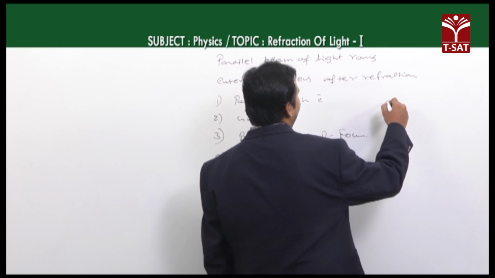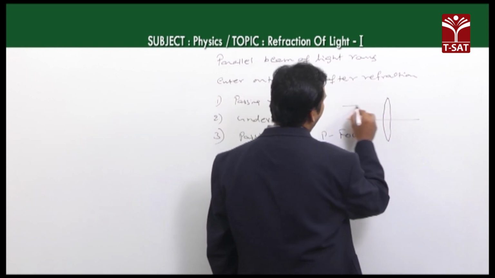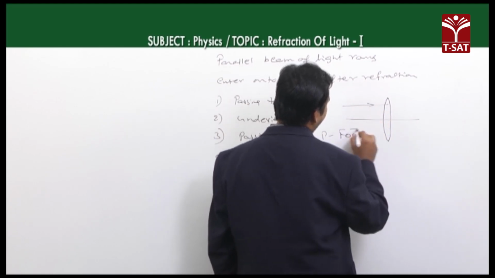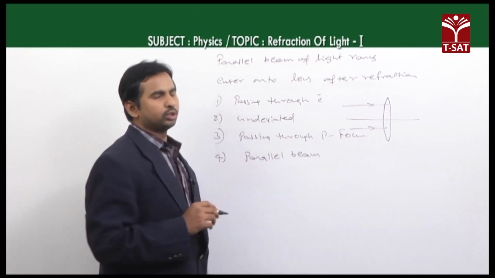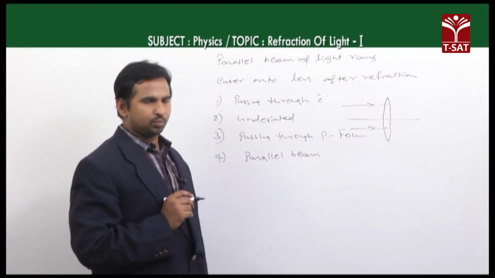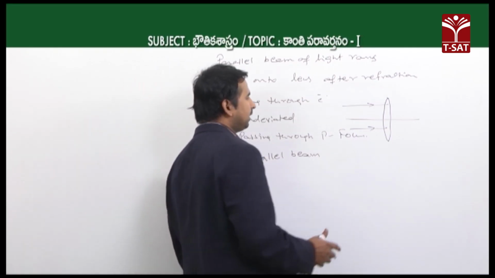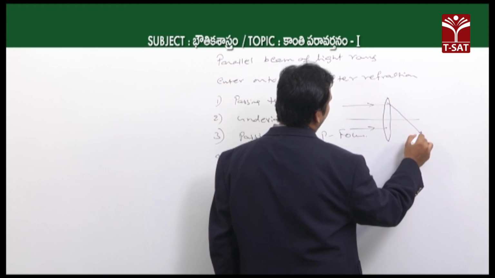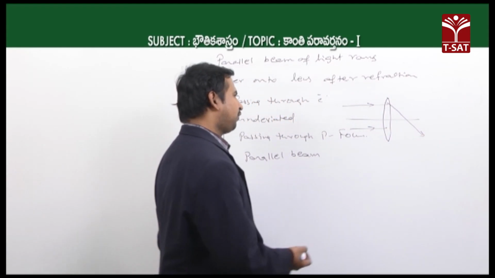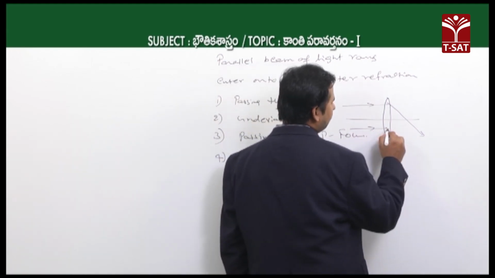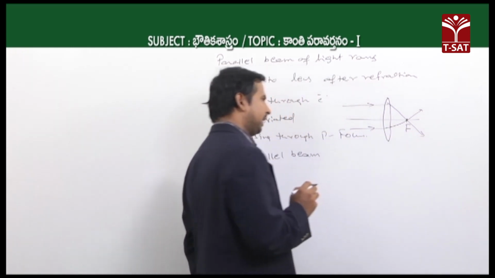Then, if you are taking a convex lens, for example, and a parallel beam of light rays like this, two parallel rays like this, after passing through the lens, following rule 1 in the ray diagrams, any light ray going parallel to the principal axis, after refraction, passes through the principal focus, like this downwards. And if you take another light ray which is again parallel to the principal axis, even this also passes through the principal focus like this.